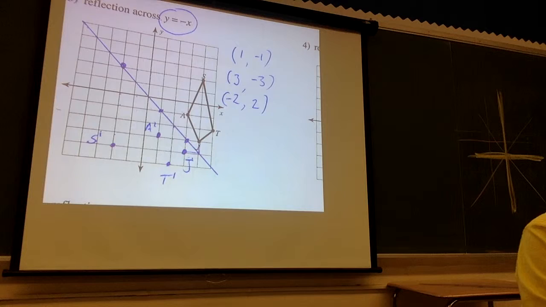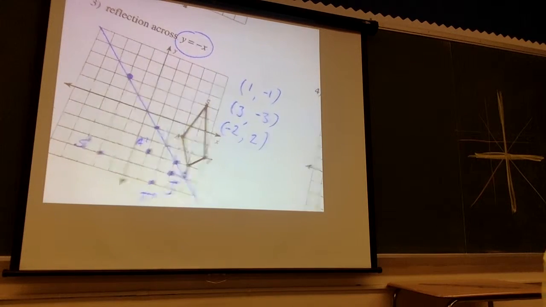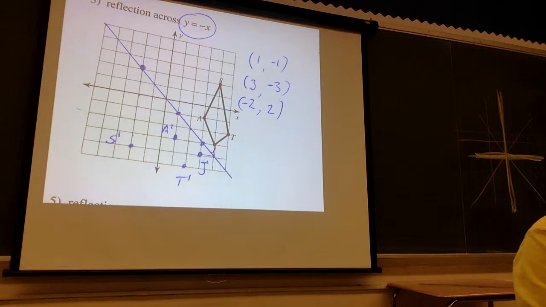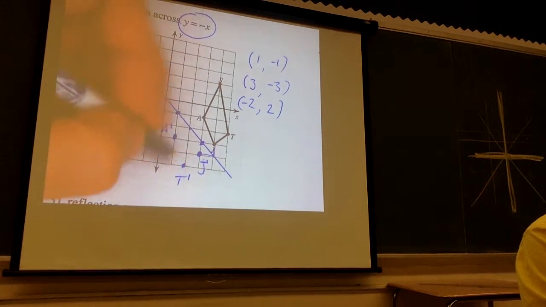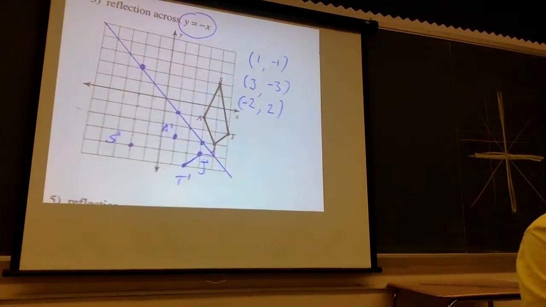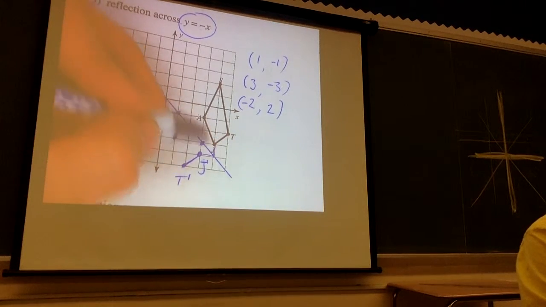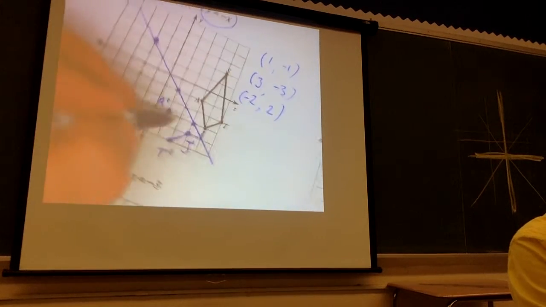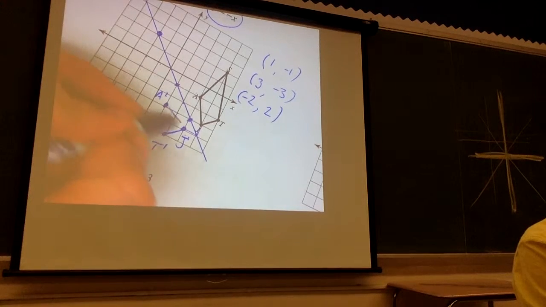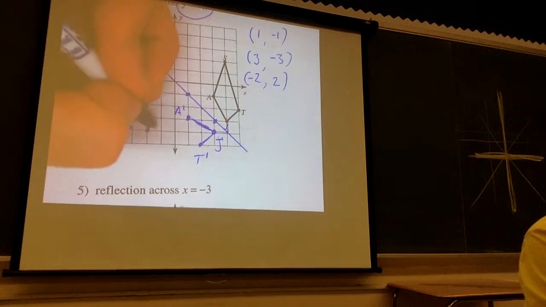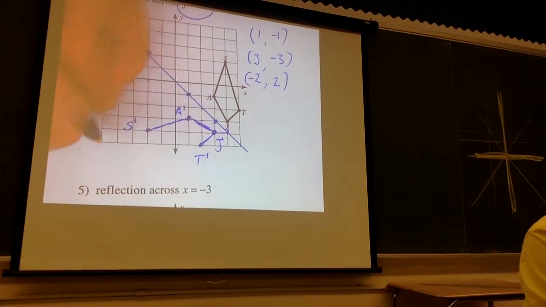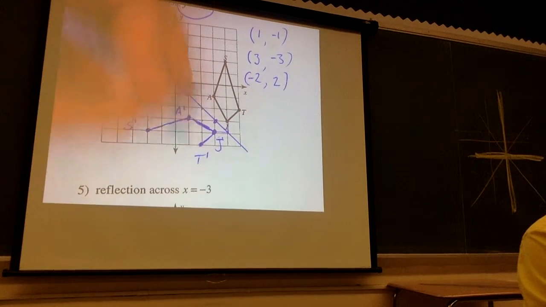prime. Now, when we're drawing out our image, let's be really careful to connect the dots that were connected in our pre-image. T and J were connected in our pre-image, so T prime and J prime are going to go together. J and A were connected in my pre-image, so J prime and A prime are going to connect in my image. A and S, so I'll do A prime and S prime, and then S and T, so S and T.